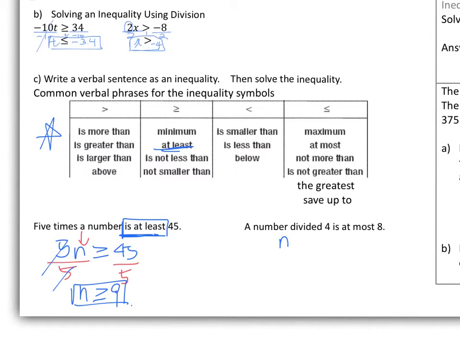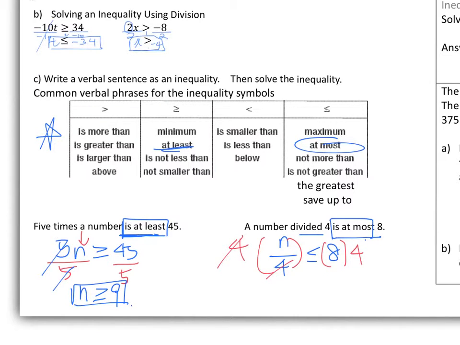A number divided by 4 is at most 8. Now we can solve, then n will be less than or equal to 32.